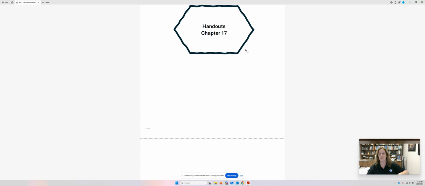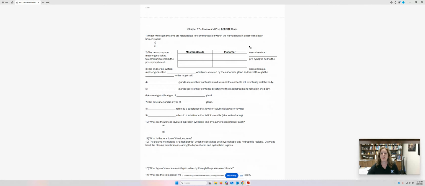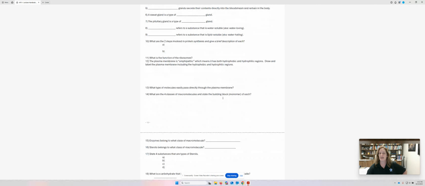So now we get into the handouts for chapter 17. One of the things that students have found helpful is just to kind of go through the chapter, get a big idea of what to expect. So these worksheets have been made for you to kind of do that. So it's to kind of get familiar with the chapter. Are these going to be specific questions on the test? Not entirely, okay? Maybe a few, but for the most part, no.